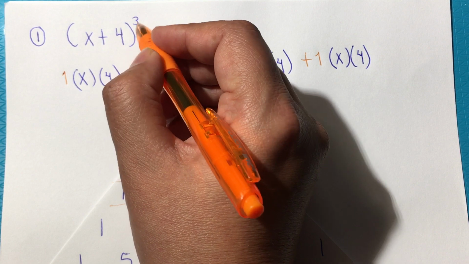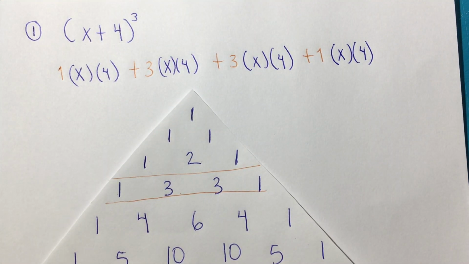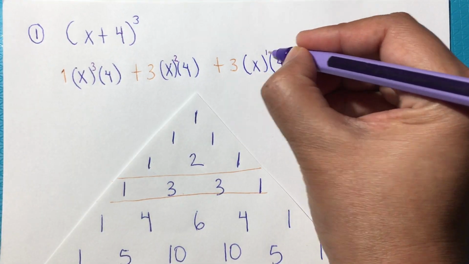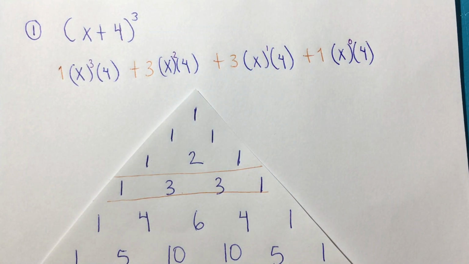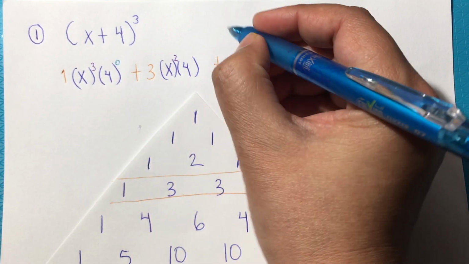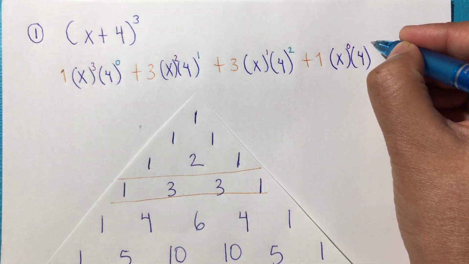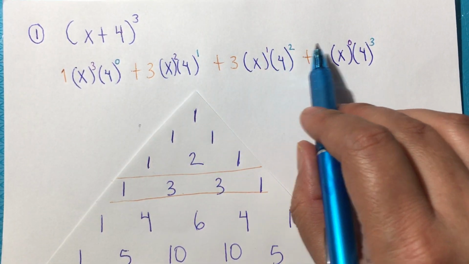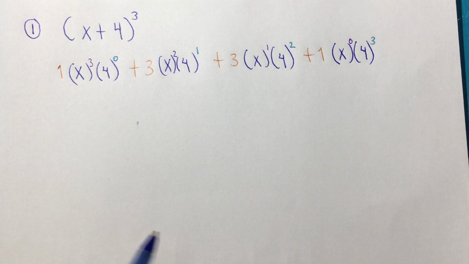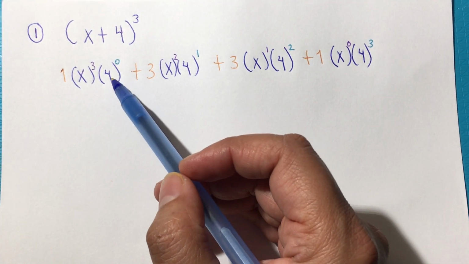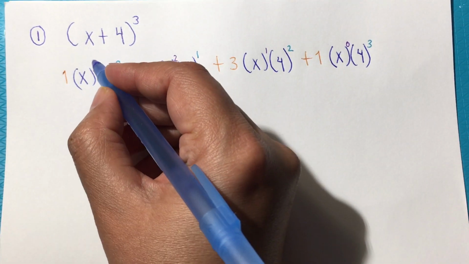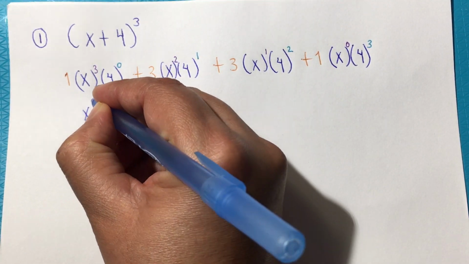Next, we're going to look at this exponent and we're going to write it on the first one. So it's going to be 3, 2, 1, 0. And the last part is, now we're going to start with 0, 1, 2, 3. So it's ascending for the second term. Now that we have it all set up, we can start working with what we have. So remember that anything to the power of 0 is just 1, and 1 times 1 is 1. So all you have left is x cubed for the first term.